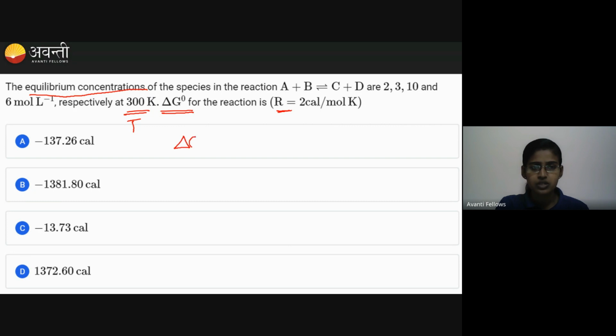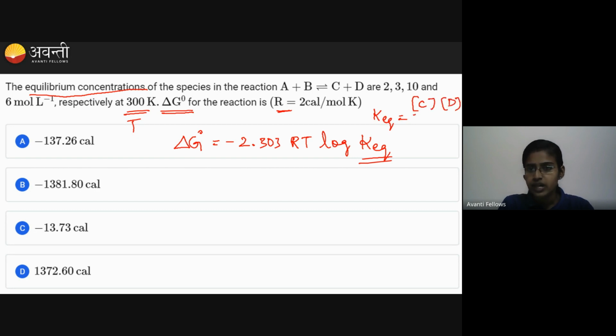Which relation we have to use? Delta G naught is equal to the last relation which we have seen, minus 2.303 into RT logarithmic function of K eq, right? So what is the equilibrium constant? It is nothing but the product of the product concentrations divided by the product of the reactants' concentrations. This is K eq. Now substitute this value. Correct answer is option 2. Very good, Ritvik Reddy. Your answer is correct. So let me solve for others also, so that others can understand.